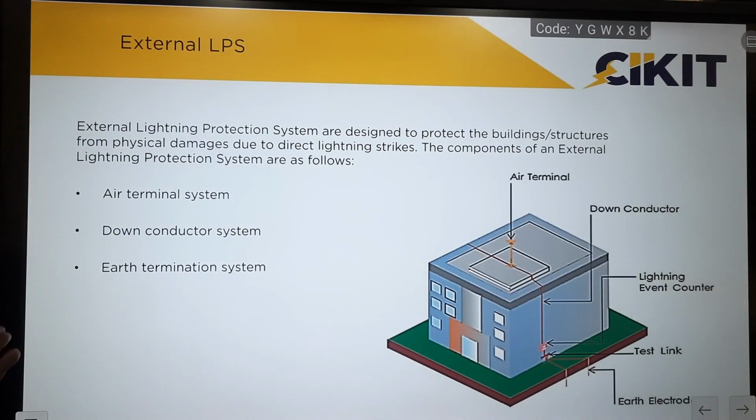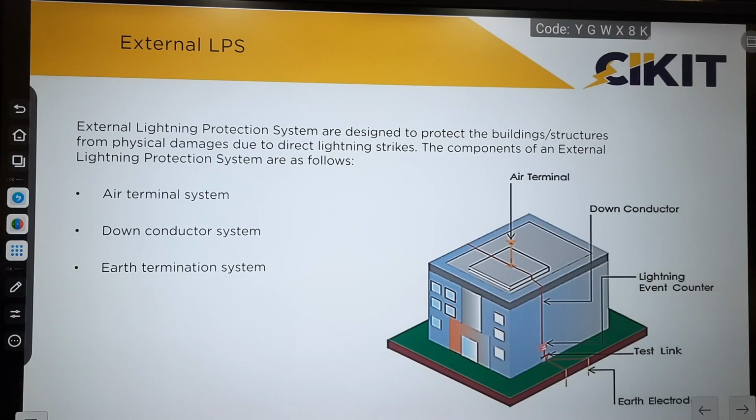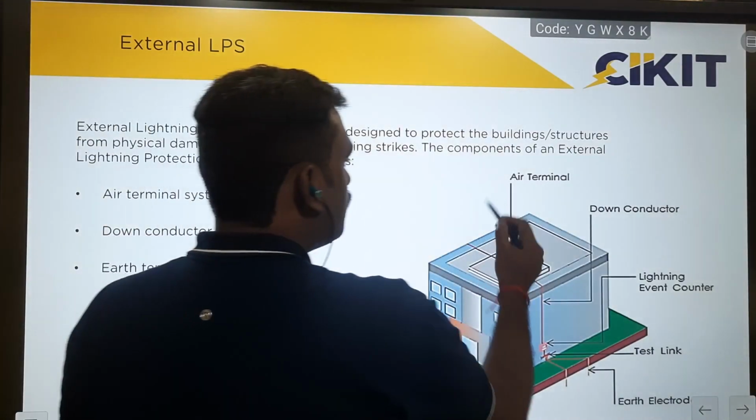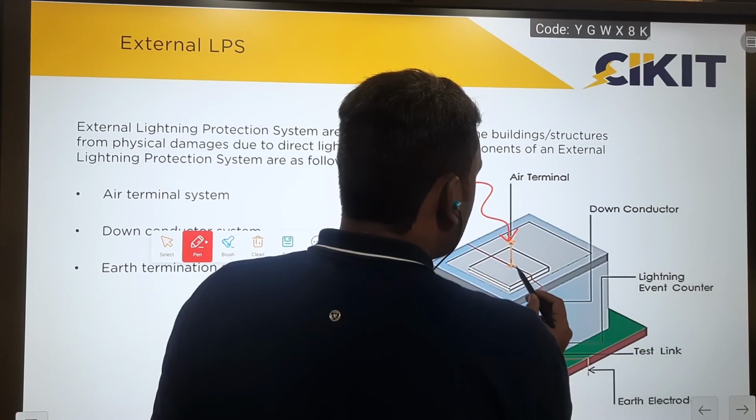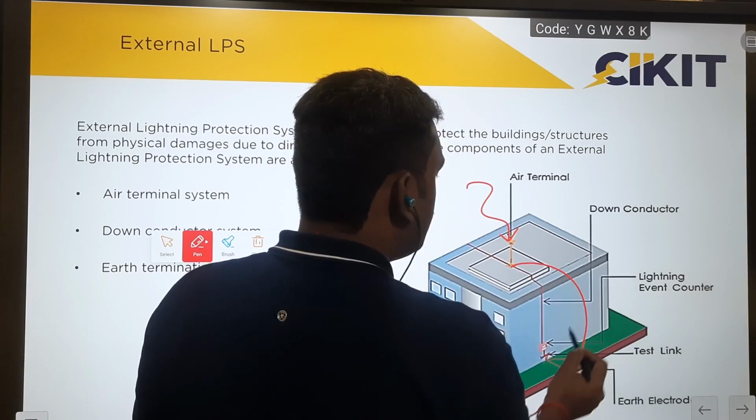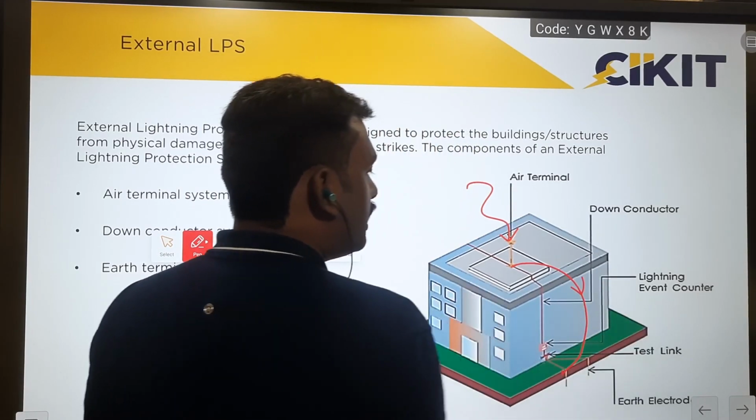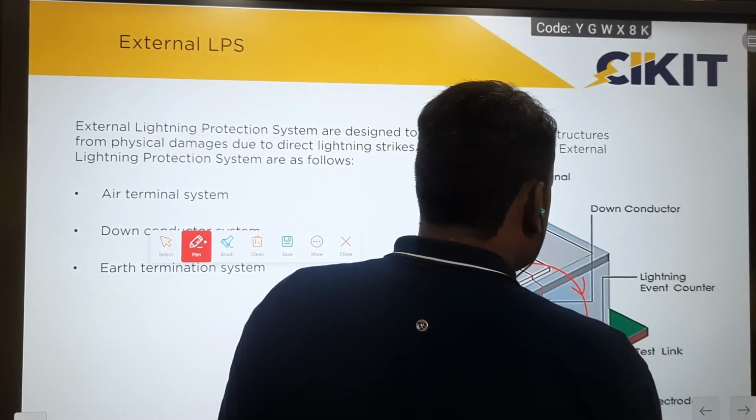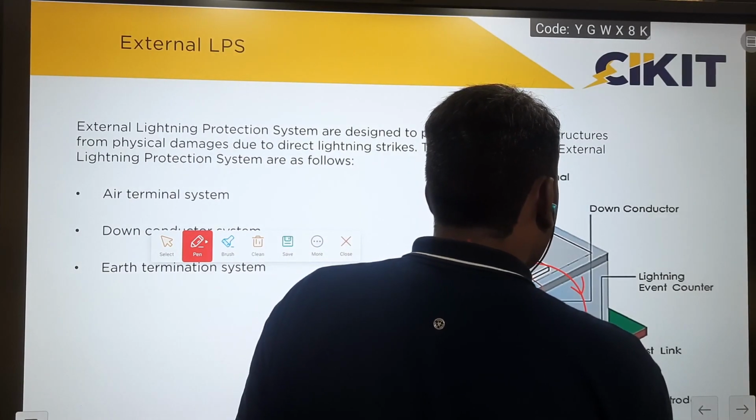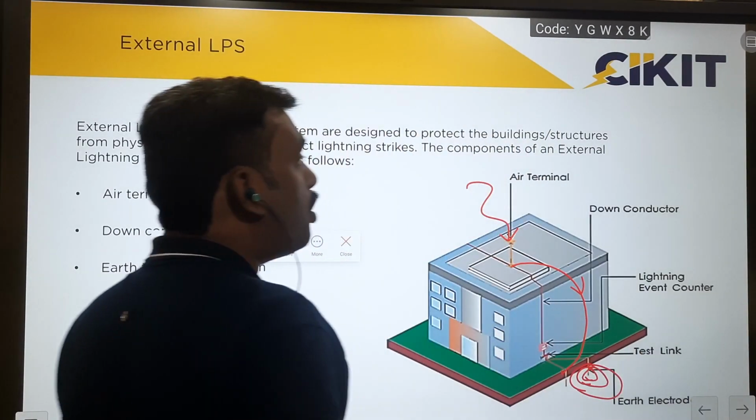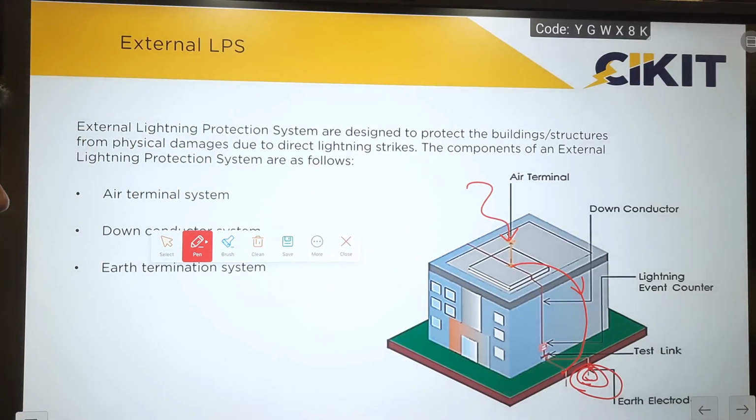So the external lightning protection system mainly consists of three components. The air terminal is the component which intercepts the lightning, the down conductor acts as a bridge between the air terminal and the earth, and the earth termination is the part which dissipates energy into the ground. So these are the three main components of an external lightning protection system.